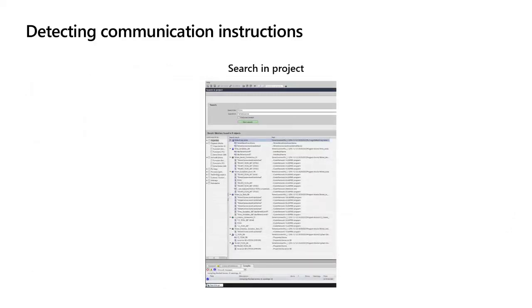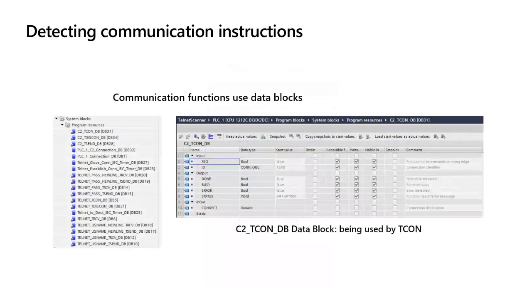The second method we can use is simply to search for specific communication instruction names in the project. This search utility looks for any reference in the project that contains the string that we search. So it can also find comments, for example, that contain the search word, like TCON. But if we did manage to find communication instructions, we will be able to see which blocks use them. That is very important to know.